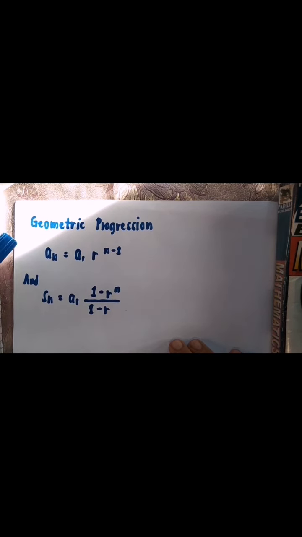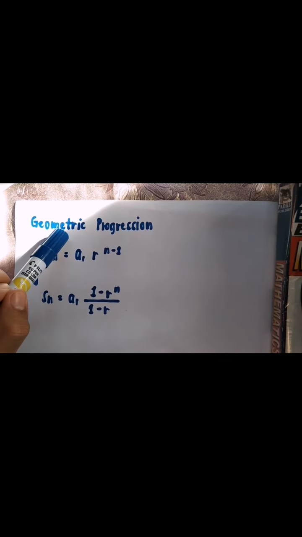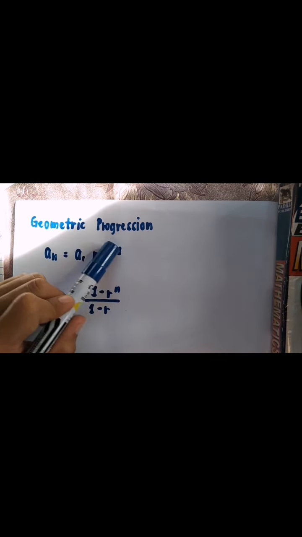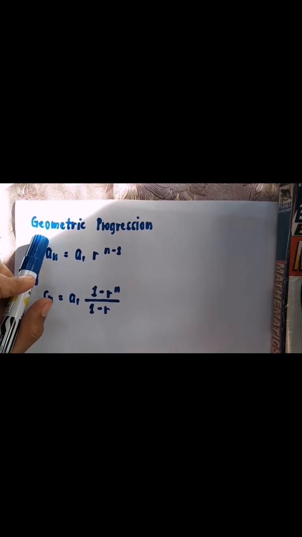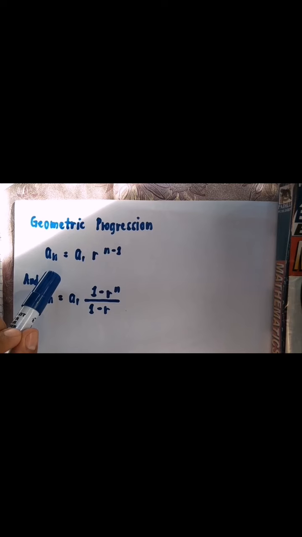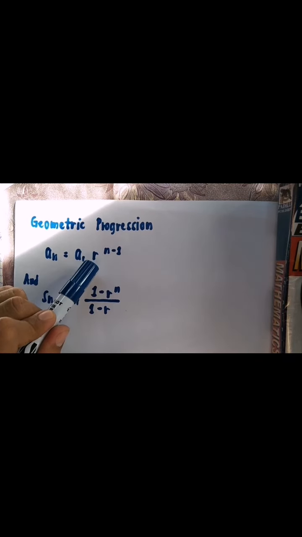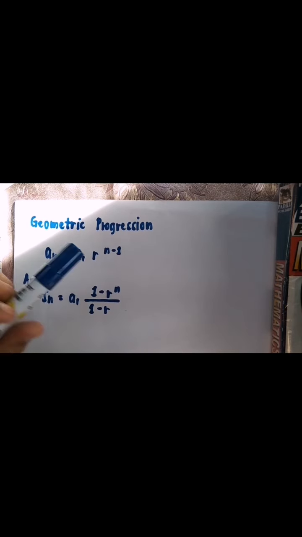Now we can try solving the geometric progression problems. A geometric progression is defined as a series of numbers in which the ratio of any two consecutive terms is constant, called the common ratio, which is represented with the letter R. That is the common ratio.